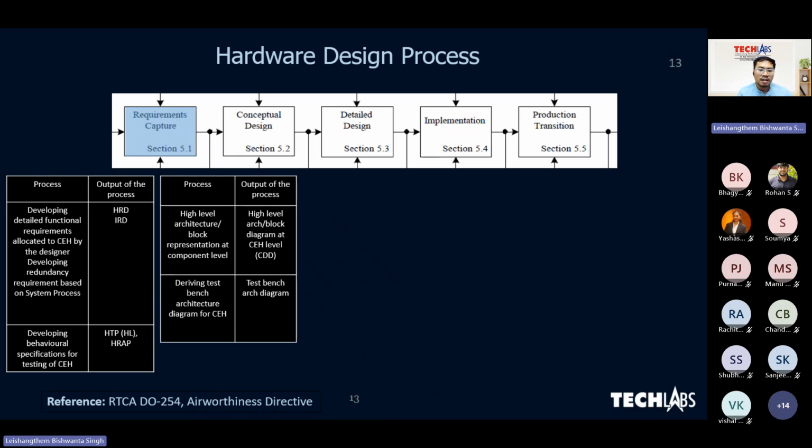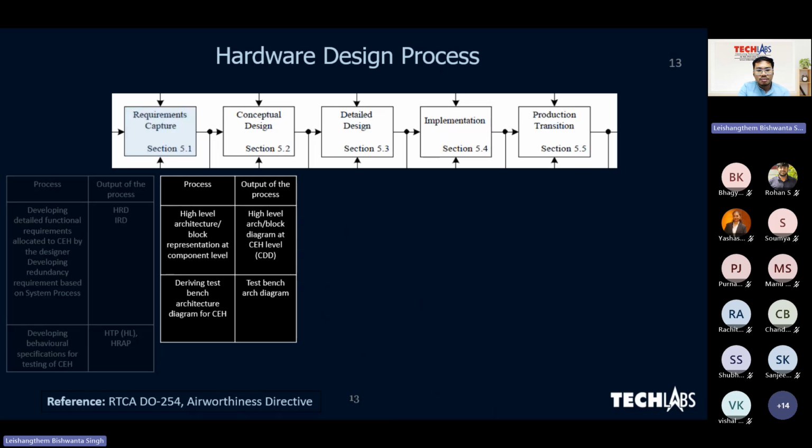And as a part of the verification and validation supporting process, you will already start deriving the test bench architecture diagram for the complex electronic hardware that you are going to do. As an output of this process, you will have the high-level architecture and block diagram at the CEH level, and this information will be contained in the lifecycle data, conceptual design data, CDD. This is a part of the lifecycle data of DO-254. And you will also have the test bench architecture diagram, which can be handed over to the verification team.